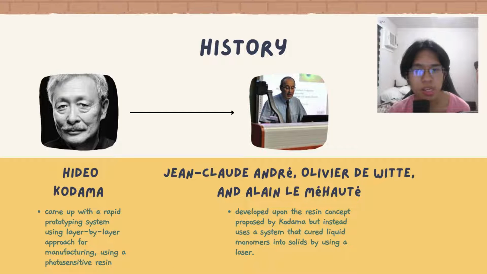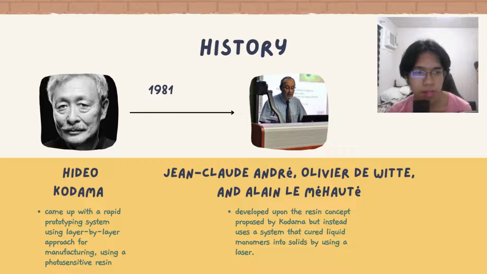So, for the history of 3D printing, the first mention of 3D printing can be traced back all the way to the early 1980s in Japan. In 1981, Hideo Kodama was trying to find a way to develop a rapid prototyping system. He came up with a layer-by-layer approach for manufacturing using a photosensitive resin that was polymerized by UV light.